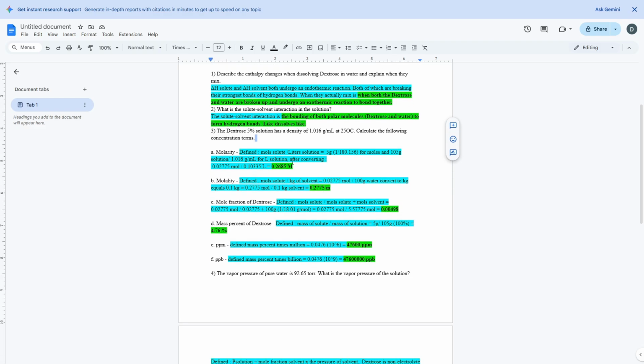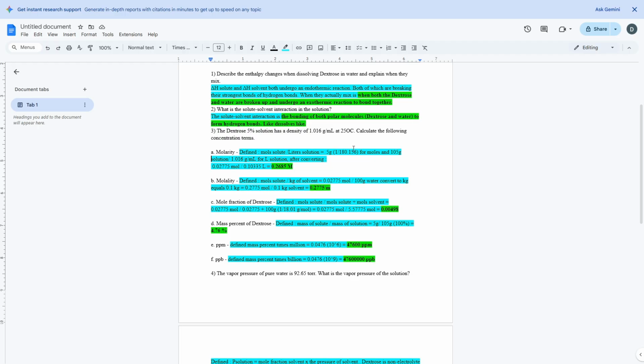Going on to question 3, calculating all these different terms, starting with molarity. Molarity is defined as the moles of solute over the liters of solution. We're given grams of our solute, and we will convert that to moles, and we need to find the liters of the solution. In order to do that, we have to find the total solution in grams in order to convert. And so we find our total grams.